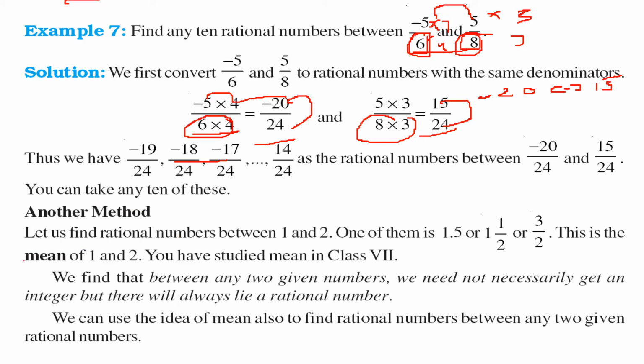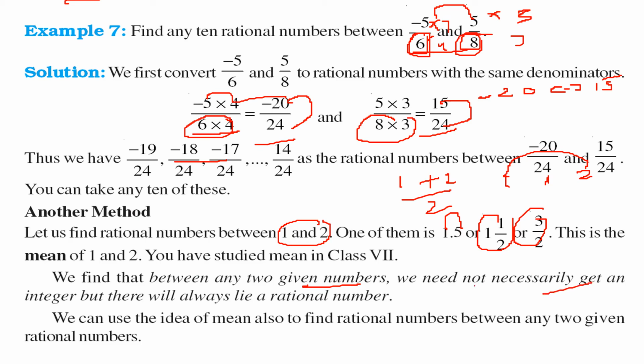See, we have to find a rational number between 1 and 2. How to find? 1 plus 2, divided by 2. You just add them and divide by 2, so it will be lying somewhere between these. So this number lies between these two. So 1.5, that is 3 by 2, you can say. This is the mean. So you can find out this mean. So between any two given numbers, we need not necessarily get an integer, but there will always lie a rational number, as I just told you.